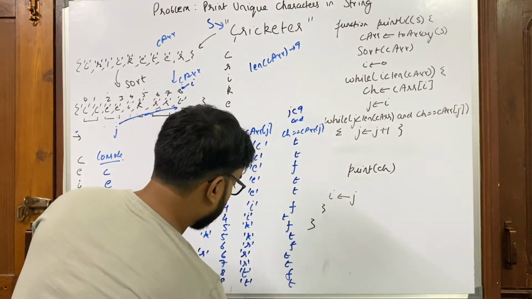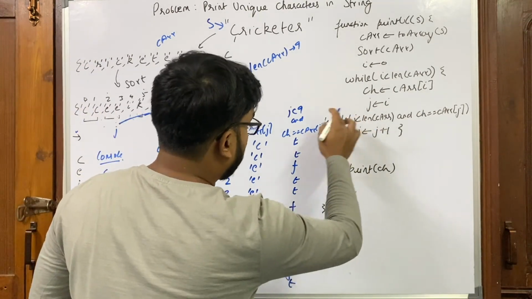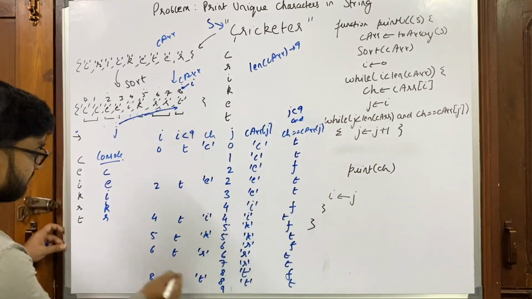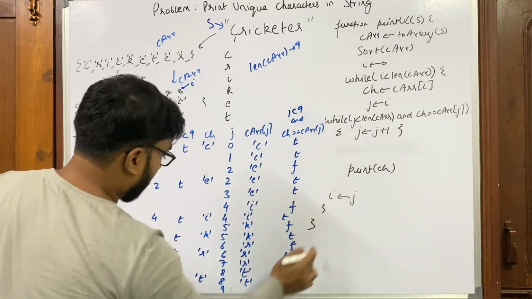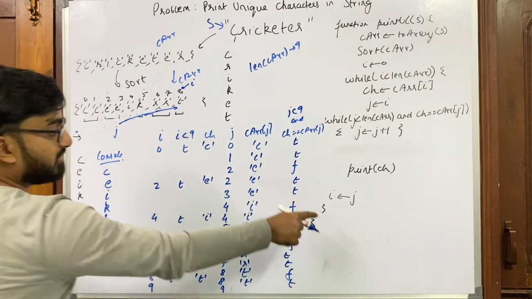This is true. Okay, J becomes 9. J plus 1. 9 is less than 9 is false. You come here, you print CH. CH is T. You print this. You set I to J. I becomes 9. 9 is less than 9 is false. You come out of this while loop.